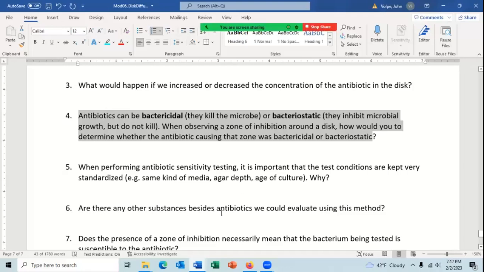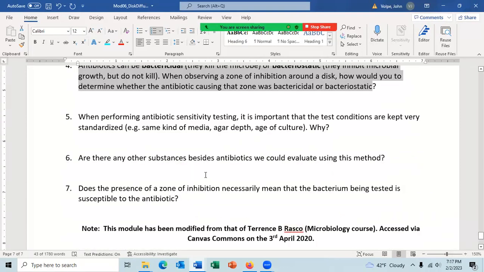6, are there other substances besides antibiotics that we could evaluate using this method? They're talking about the Kirby-Bauer disc diffusion method. And you should state what those other substances are. So don't just say yes or no, give an example. And you only need to give one, but you could give more. Does the presence of the zone of inhibition necessarily mean that the bacterium being tested is susceptible to that antibiotic? And that we discussed in the lab module.